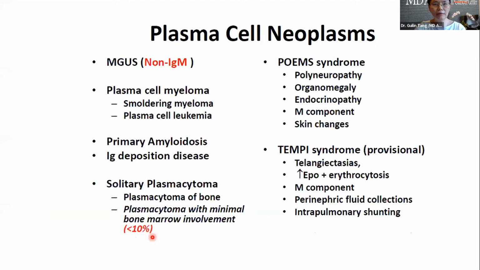So, plasma cell neoplasm is a group of diseases. The most common one we see is MGUS, monoclonal gammopathy of undetermined significance, followed by plasma cell myeloma. And there are two variants, one called smoldering myeloma, another one is plasma cell leukemia. Uncommonly, we also see amyloidosis or plasmacytoma, and others are quite rare.